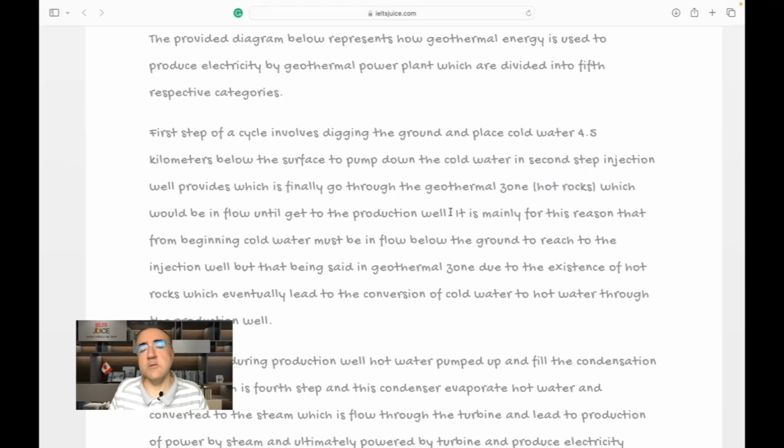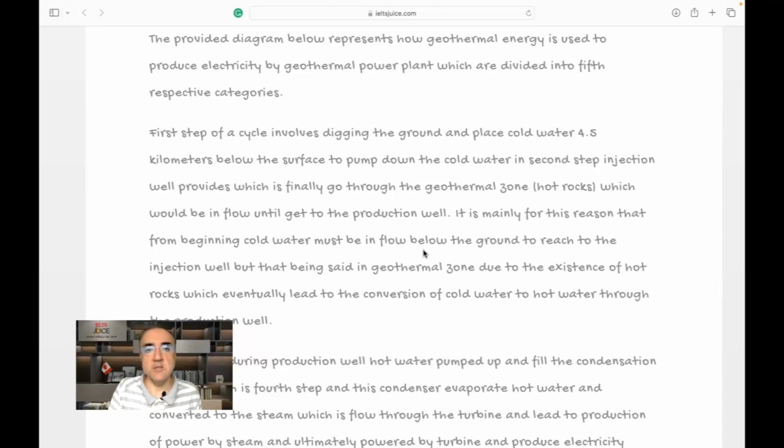I see multiple errors on top of each other, guys. This is really confusing. It is mainly for this reason. Which reason? That from the beginning, cold water must be in flow below the ground. This is not good. We are not allowed to come up with reasons for something. This is a report. We basically look at whatever we can see and then turn it into words.